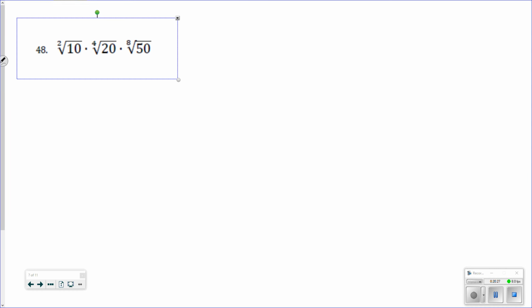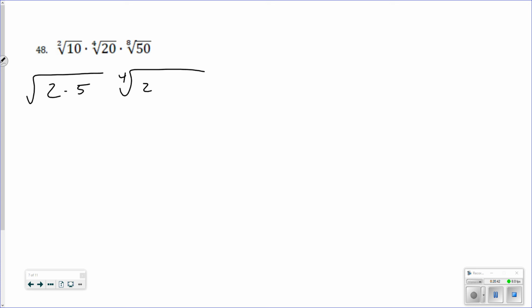All right, number 48. The second root of 10 times the fourth root of 20 times the eighth root of 50. We're going to treat this pretty similar to the last problem. Put everything into its prime factorization. 10 is 2 times 5. 20 is 4 times 5, or 2 squared times 5. And 50 is 25 times 2, or 5 squared times 2.